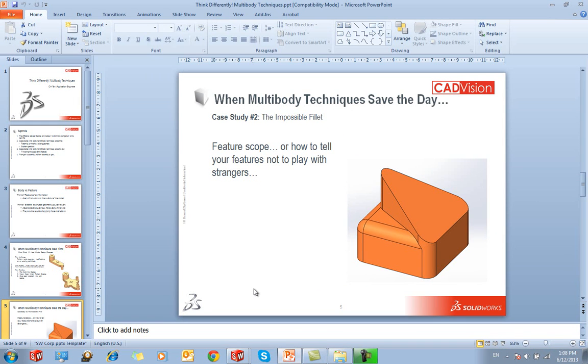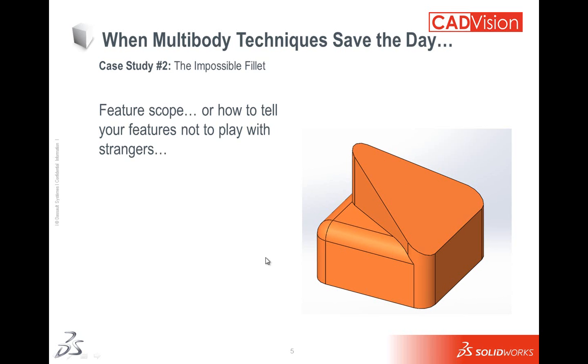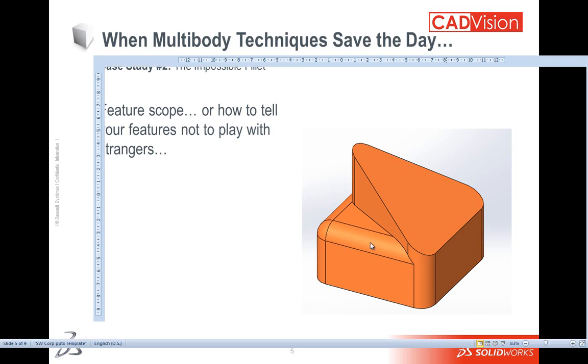Impossible fillets. This actually always happens. When you want to create something like this, and you want to add fillets all around the edges, when the fillet is large, maybe it will go into the adjacent edges. Then the adjacent edges will affect the fillets, and it will fail to create them. So how can multibody help us in this case?